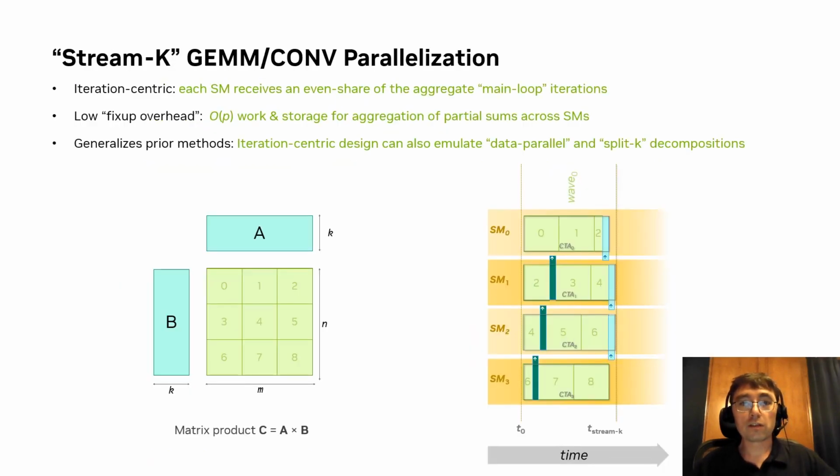This figure shows a collection of 4 thread blocks executing concurrently on 4 SMs. Each thread block is computing multiple output tiles. The fix-up and carry-out operations are performed to handle output tiles split across SMs.